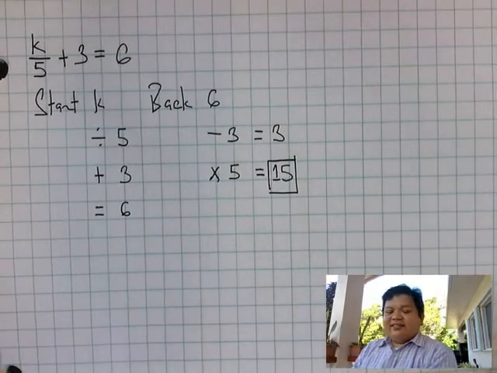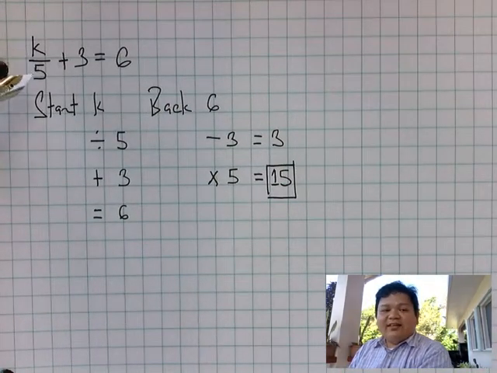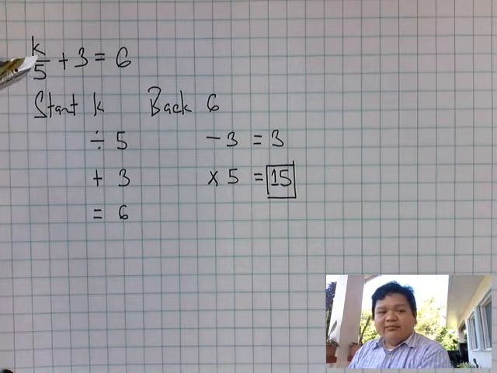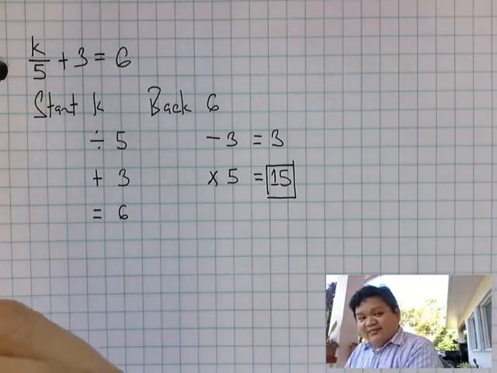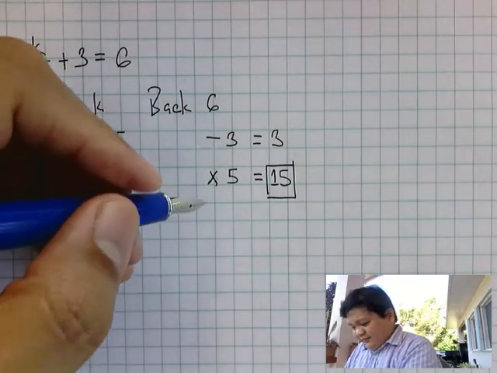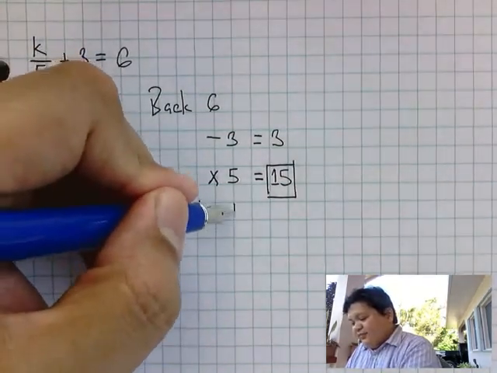Let's give that a check. If k were 15, 15 divided by 5 is 3, and 3 plus 3 is 6. Therefore, it's true that if k divided by 5 plus 3 is equal to 6, then k is equal to 15.